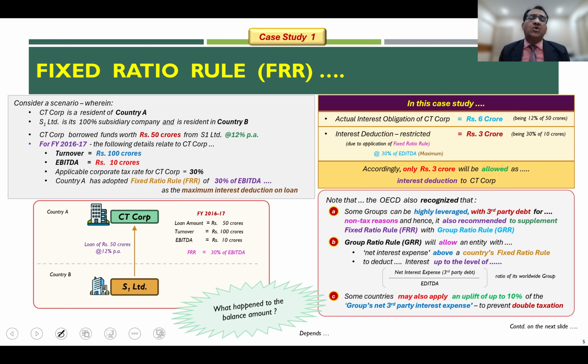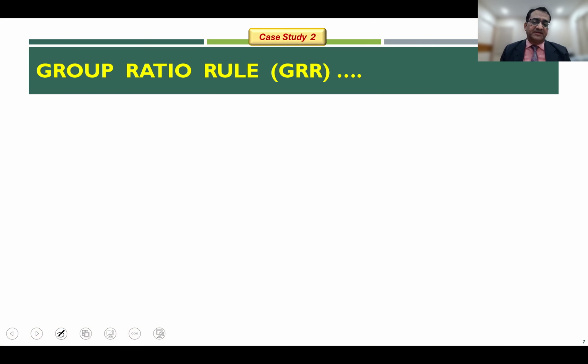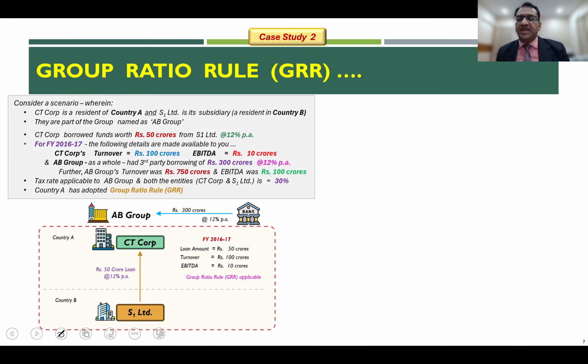Now let us see how the group ratio rule works. Here, in a similar example, consider a scenario where Citicorp is again a resident of country A and S1, which is a subsidiary, is a resident of country B. They are part of a bigger group called AB Group. So AB Group is the ultimate parent entity, and these two entities are part of that group. As per the structuring, S1 is also a subsidiary of Citicorp, and Citicorp eventually rolls up to the AB Group, which is at the top of the pyramid.